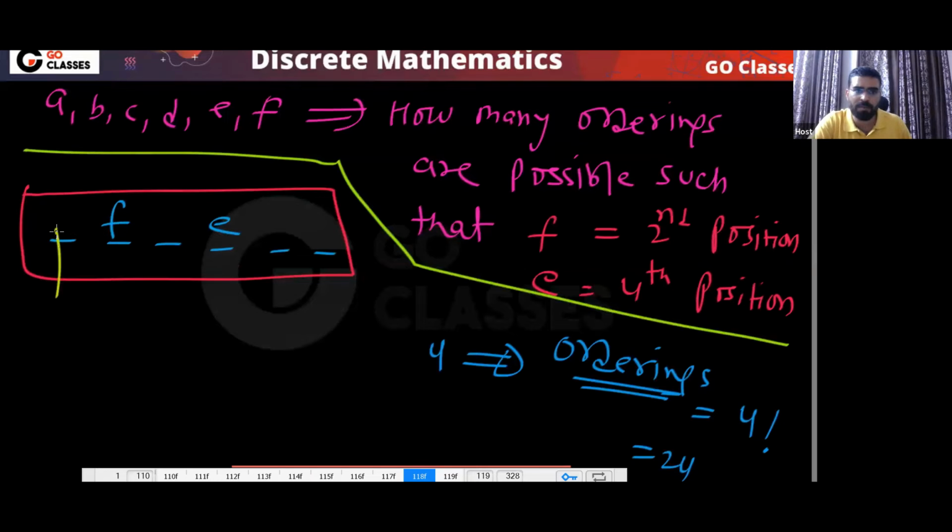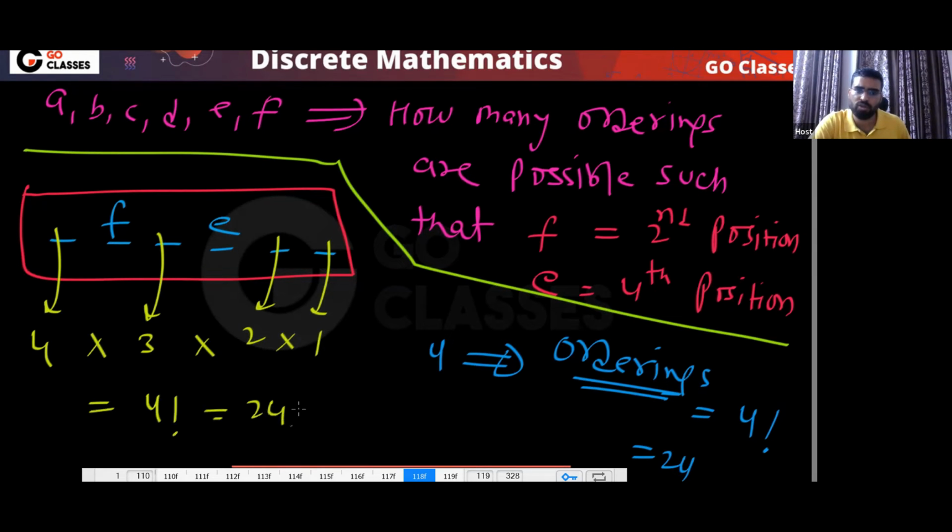Because from the remaining people, anyone can come here, then 3 choices here, then 2 choices here, then 1 choice here. So the answer will be what? That is 4 factorial, which is 24. So for this template, we have 24 strings, because F and E are already fixed. F position, E position, that is already fixed. The remaining 4 people can arrange in 4 factorial ways.